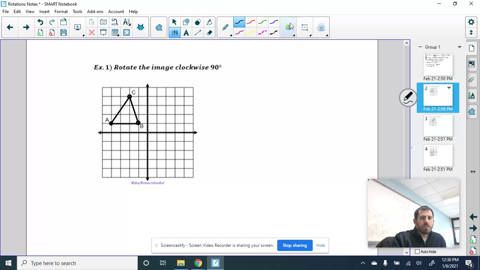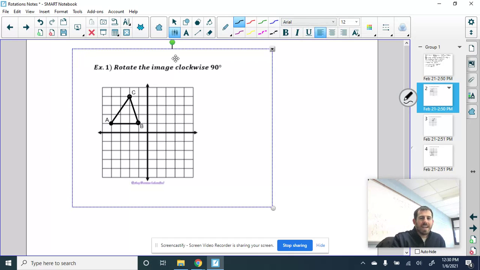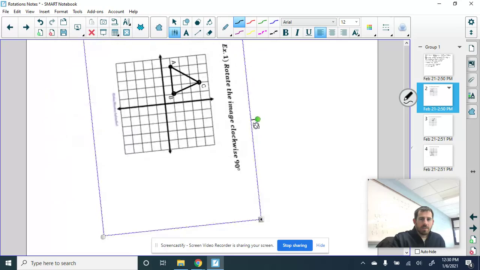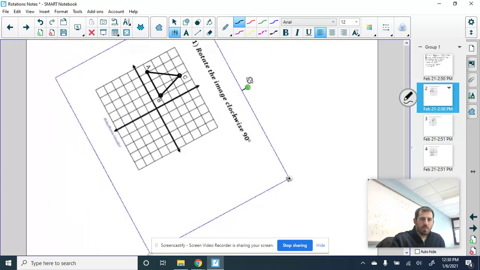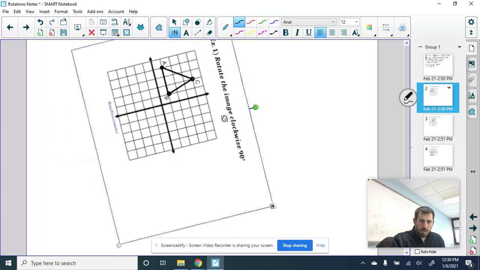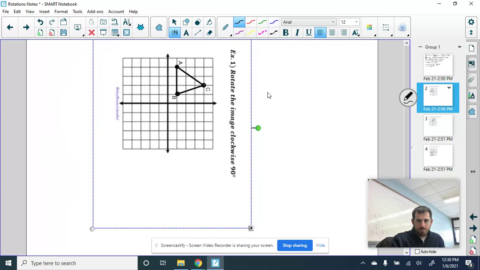So like I said, the first thing we're going to do is take this and rotate it 90 degrees. That's one turn. Clockwise is this way. So one turn clockwise would be here. And then I'm going to write down those points. Now, these are your new points.